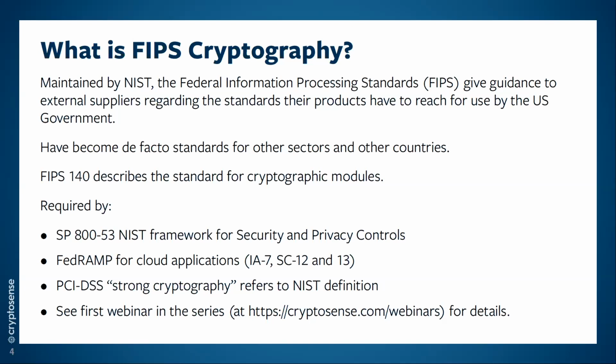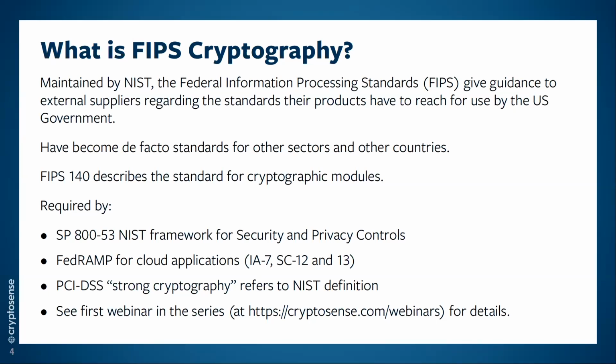So why might you need this? Obviously you might need it if you're building a cryptographic module, but that's not the most common use case in terms of the number of people who need the standard. If you're implementing, for example, recommendations of the NIST framework for security and privacy controls, which might apply to you in a regulated sector in the US, like healthcare or banking, something like that. Or if you are a software vendor producing a product, for example a SaaS product, that you would like to get approved for use by the federal government in the cloud, then you'll want to be compliant with FedRAMP, and that requires FIPS cryptography through a certain set of its standards, the IA7, SE12, and 13.